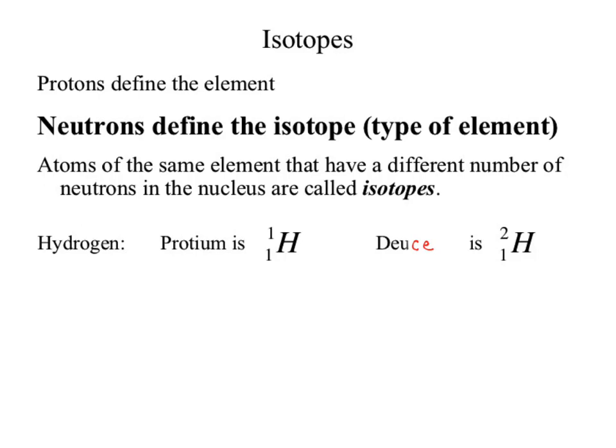Turns out that there is another isotope for hydrogen, which we'll look at real quickly here, but then ignore. 3,1 hydrogen. How many neutrons are in this one? 2. How many particles are in the nucleus? 3. What am I going to call this one?